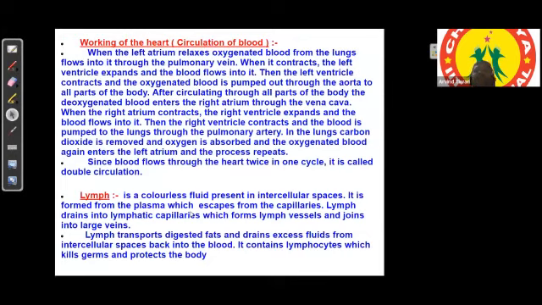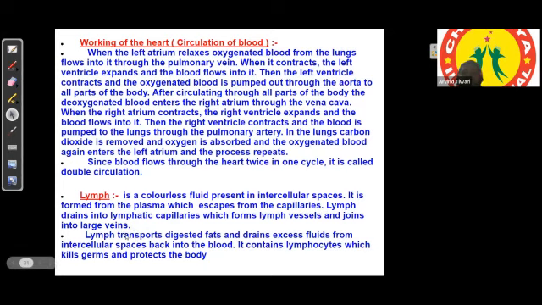So about lymph, you people had a number of doubts. I clarified it, but still you have everything in notes, and I'll be sending this. So lymph is a colorless fluid present in intercellular spaces, or what we also call extracellular fluid, which seeps out of the blood capillaries. It is formed from the plasma which escapes from the capillaries. Lymph drains into lymphatic capillaries which form lymph vessels, and they finally join into large veins.